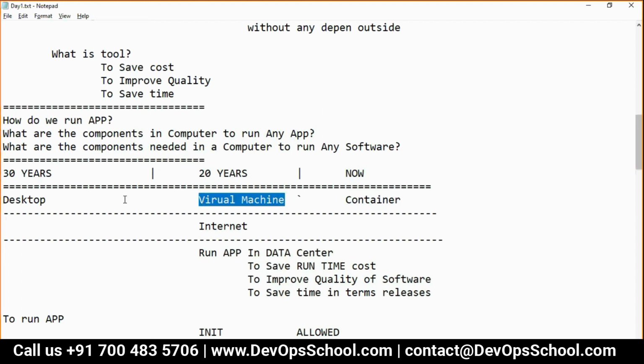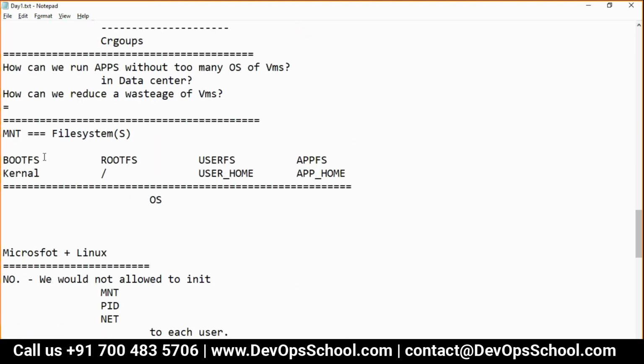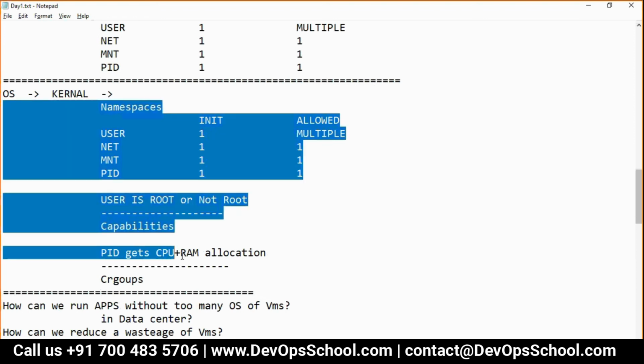We had an advantage: it avoided the wastage of the desktop CPU, RAM, and storage. But it has one disadvantage. You need multiple operating systems to run multiple applications in VMs, which we can overcome in terms of containers. How? So we explained some of the stuff which is needed here.